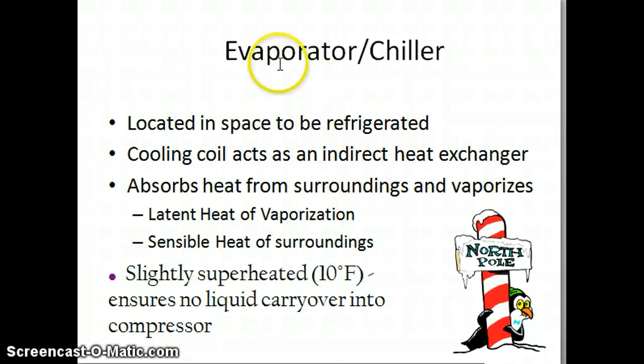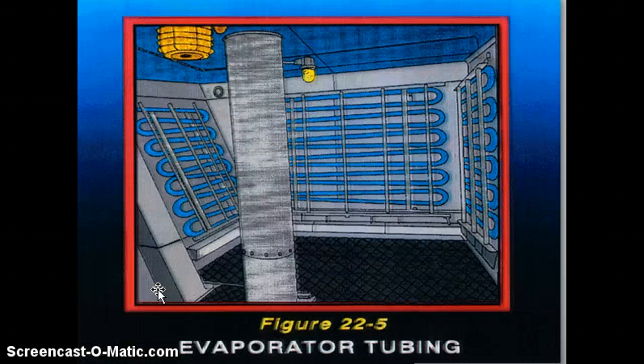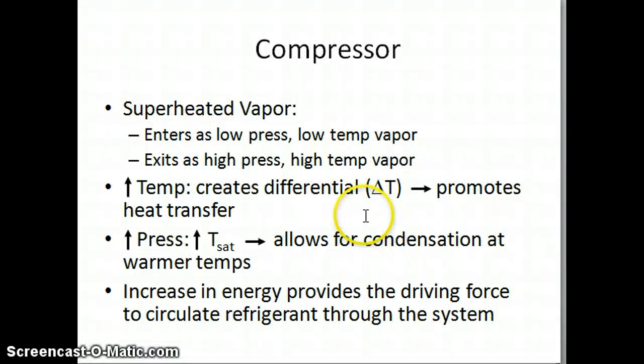Now the second part is the evaporator or chiller. It is located in the space to be refrigerated. The cooling coil acts as an indirect heat exchanger. This is the coil which takes heat from one part and sends it to the other. It absorbs heat from the surroundings and vaporizes. And third, it is slightly superheated. This region is slightly superheated, and this is the overview of the chiller or evaporator tubing. This is the situation where the tube is assembled in the evaporator.